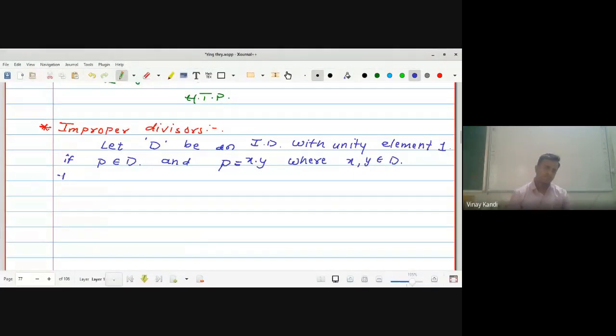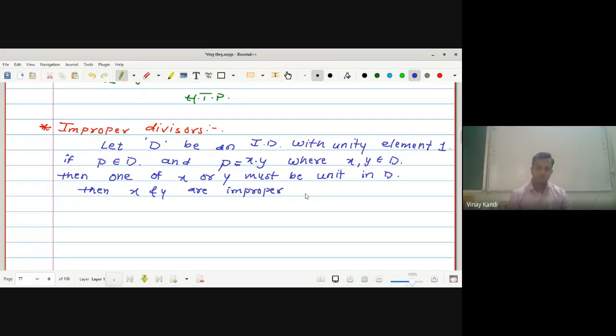one of x or y must be a unit in D. Then x and y are improper or trivial divisors of P. Okay, one of them is what? Improper divisors or trivial divisors of P.